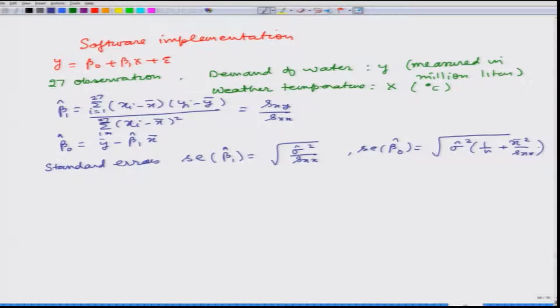Here you will see that x bar is 1 over 27 summation i goes from 1 to 27 xi, y bar is 1 over 27 summation i goes from 1 to 27 yi, and n here is obviously 27, and sigma square hat is obtained as the sum of squares due to residuals divided by n minus 2, that is 25.